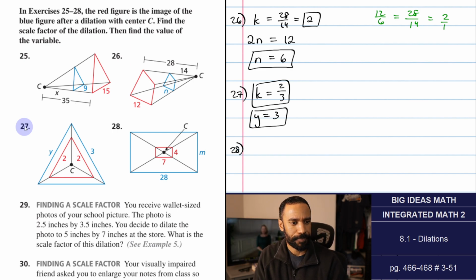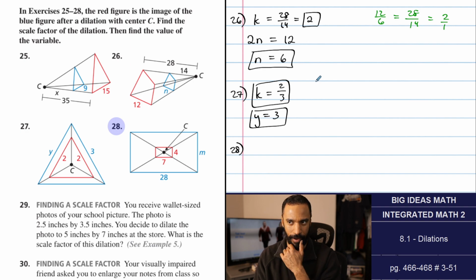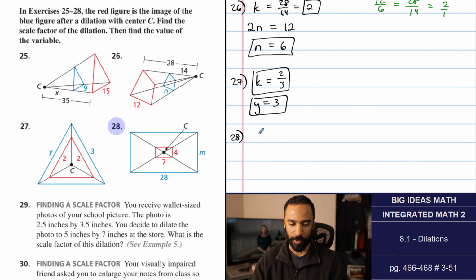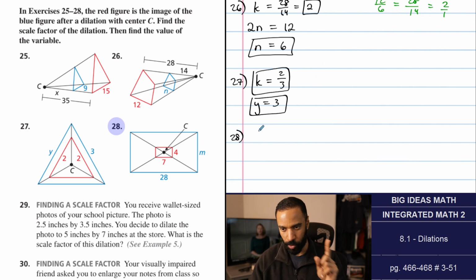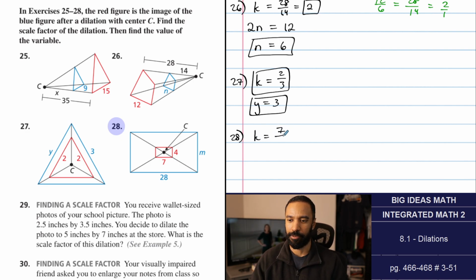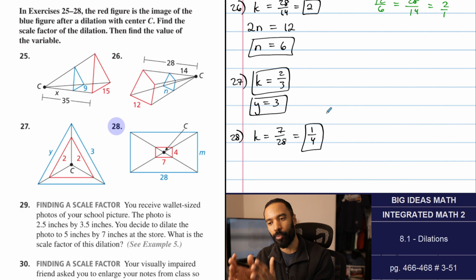Number 28. Well, it looks like 25 was the hardest of the problems here. Number 28, I want to at least set up the proportions so you see what it looks like, but we do go from blue to red, so we are doing a reduction. So we're going to divide 7 by 28 to get 1/4. Now let's ignore the 1/4 for a moment.